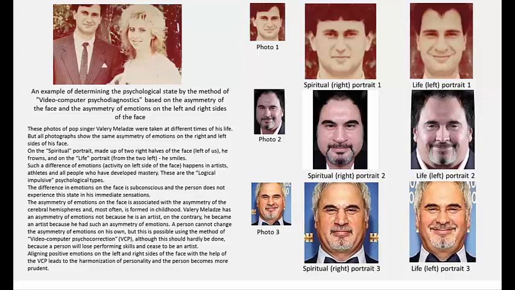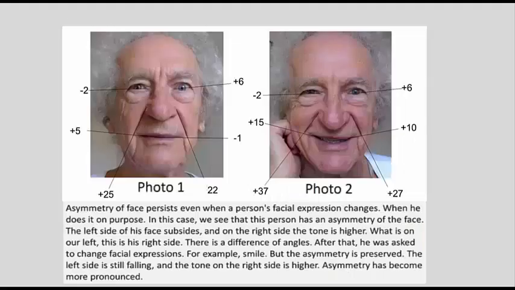Here is another photograph and here is the same situation. On the left he smiles, and frowns on the right. This situation is typical for people who are good performers. Asymmetry of the face persists even when a person's facial expression changes, when he does it on purpose. In this case, we see that this person has an asymmetry of the face. The left side of his face subsides, and on the right side the tone is higher.